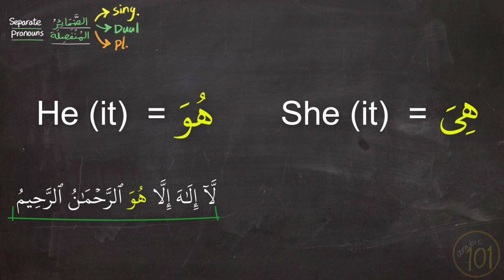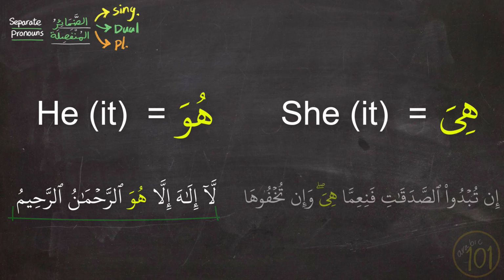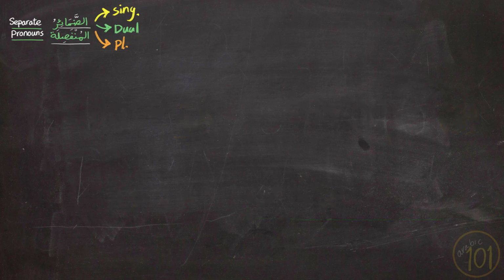الرحمن الرحيم. And the same goes for hiya. إن تبدوا الصدقات فنعما هي إن تبدوا الصدقات فنعما هي وإن تخفوها. So if you keep on reading, you say hiya, but if you stop at it, you would say he. Now the next three pronouns will concern the dual forms.